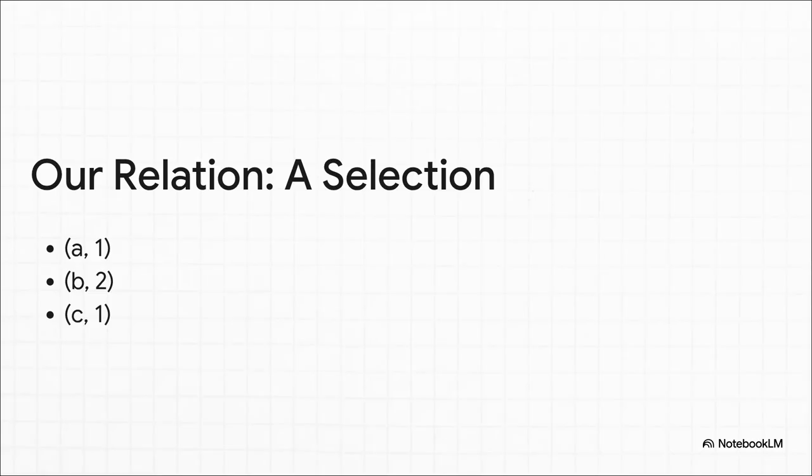But here's the key. A specific relation, let's call it R, isn't that entire universe of possibilities. Nope. It's a specific selection we make from that pool. In this case, we've decided our relation only includes 3 connections. This is our very first step in creating order out of all that chaos.